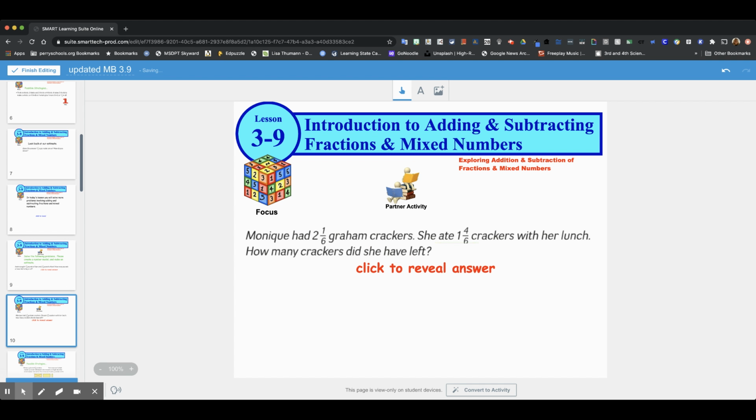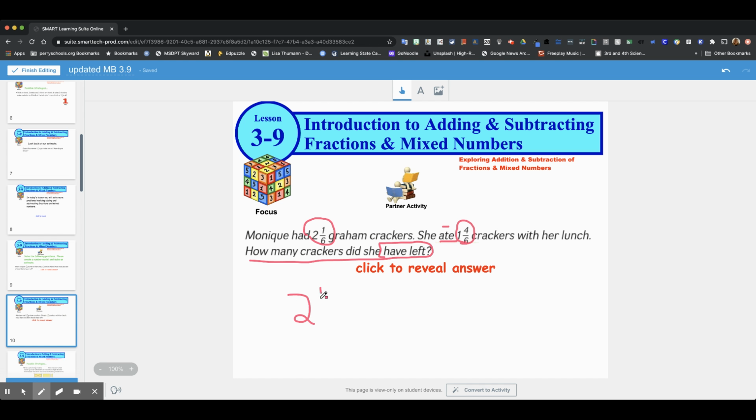Monique had 2 1/6 graham crackers. She ate 1 4/6 crackers with her lunch. How many crackers did she have left? So let's take a look at this. We see 2 1/6 graham crackers. She ate. That tells me they went away. 1 4/6 crackers. How many crackers does she have left? So that does tell me this is a subtraction problem.